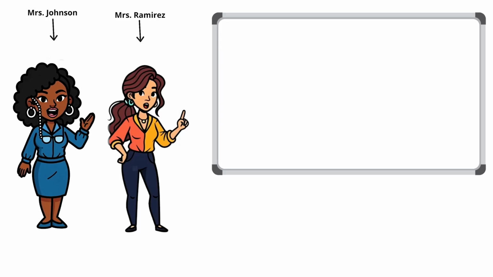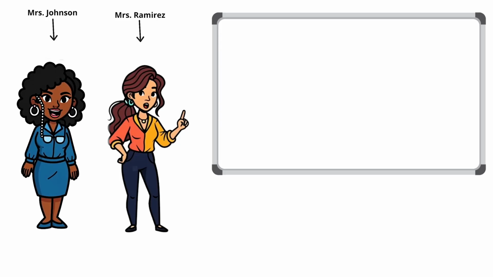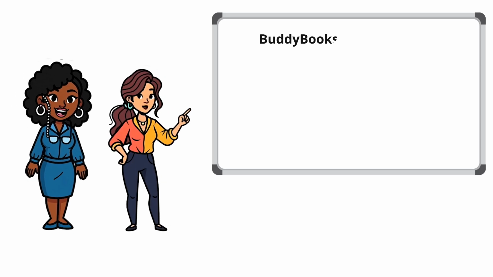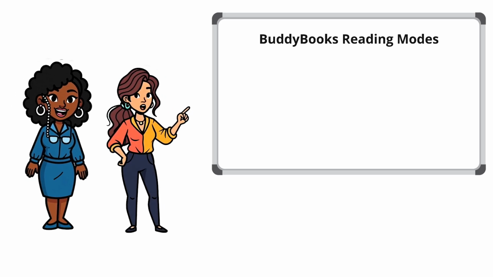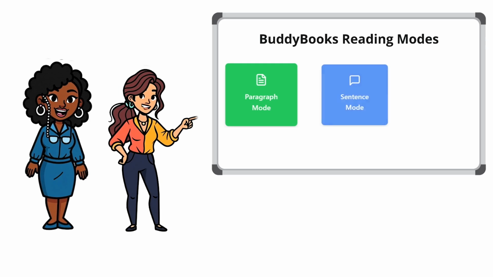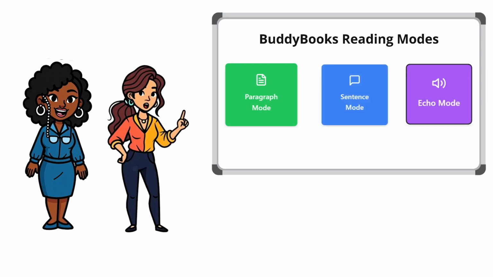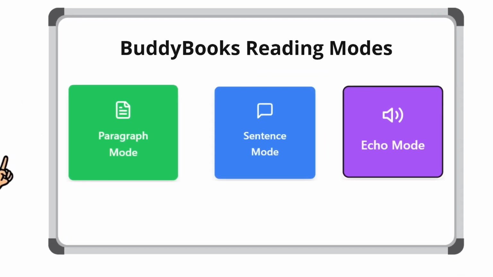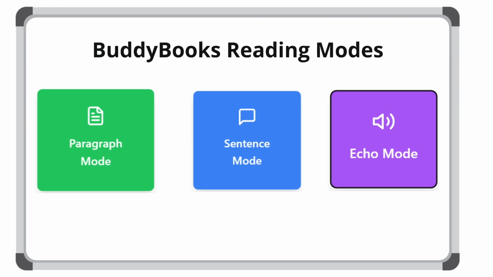Mrs. Ramirez, I've seen BuddyBooks on your students' laptops. How can I adjust it for different reading levels? Let me show you how BuddyBooks adapts to each student with 3 reading modes: paragraph mode, sentence mode, and echo mode. These 3 modes let BuddyBooks support students at every stage of reading.